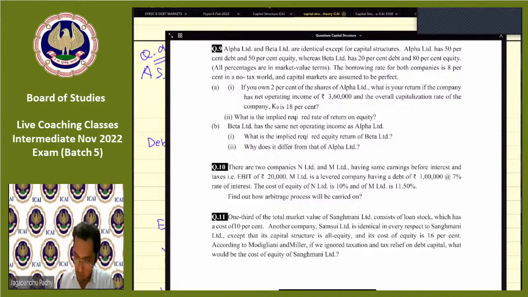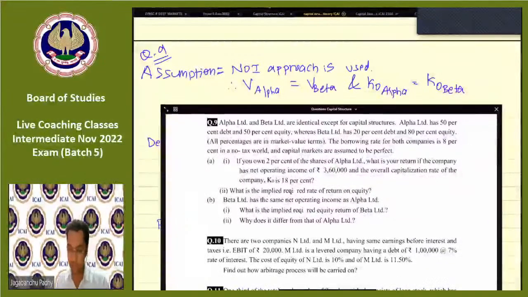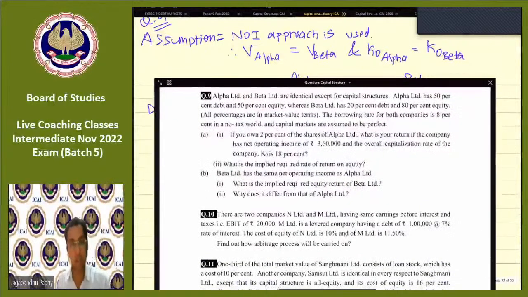Okay. So now, first of all, we have to assume over here, unless and until I make this assumption that the net operating income approach is being used and that the value of Alpha and value of Beta is the same, or KO of Alpha and KO of Beta is the same, I cannot proceed with the solution. That's the assumption that we have to take in this typical question.